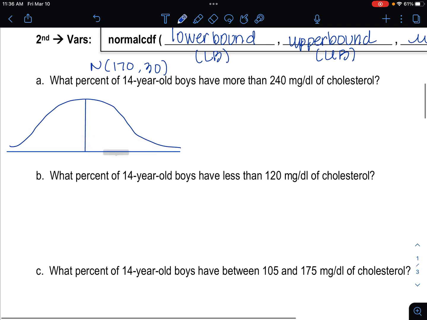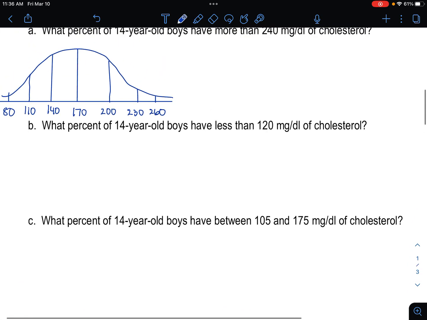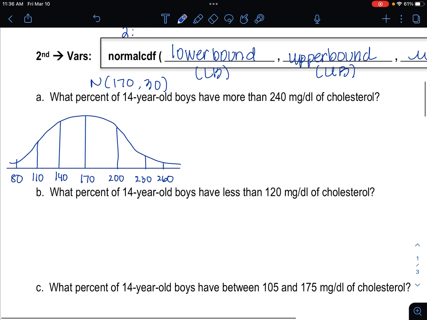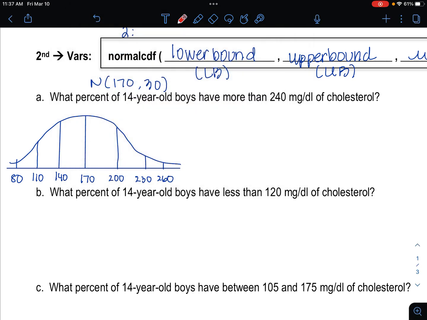Okay, so this is 170. And then I'm going to do 3 standard deviations to the right. 1, 2, 3. So add 30, 200, 230, 260. And then subtract 30, 3 standard deviations to the left. 140, 110, and 80. And then I'll just copy and paste this and use this for all of my questions here. Okay, so the reason we can't use the empirical rule, you can see here, is 240 is not within 1, 2, or 3 standard deviations of the mean. So let's see where 240 falls. Okay, 240 would be like right here-ish, let's say. All right, that's 240. Okay.